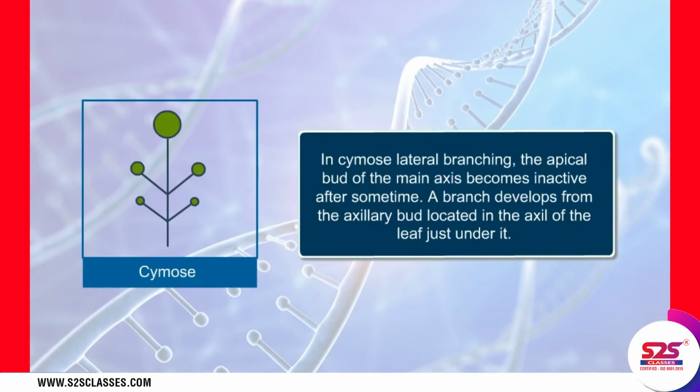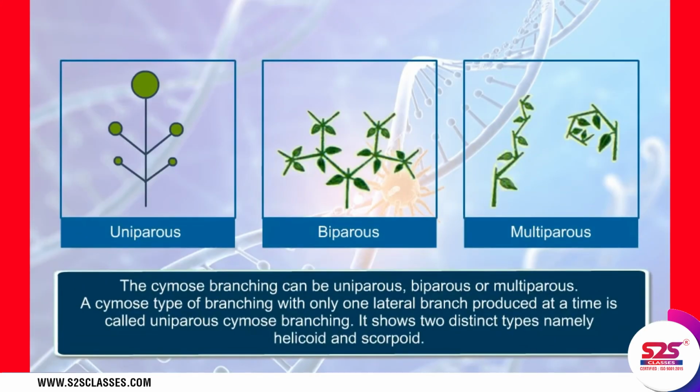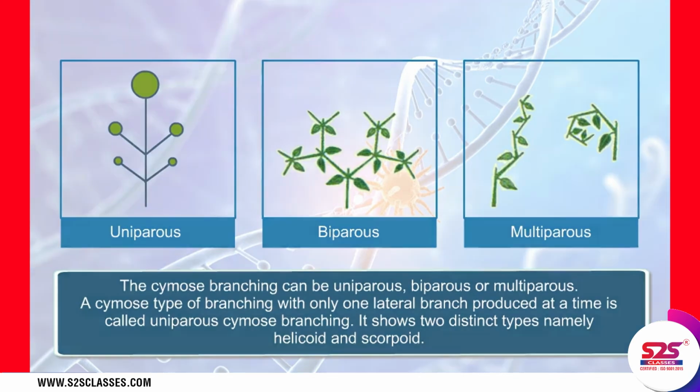In cymose lateral branching, the apical bud of the main axis becomes inactive after some time. A branch develops from the axillary bud located in the axil of the leaf just under it. The cymose branching can be uniparous, biparous and multiparous. A cymose type of branching with only one lateral branch produced at a time is called uniparous cymose branching. It shows two distinct types, namely helicoid and scorpoid.